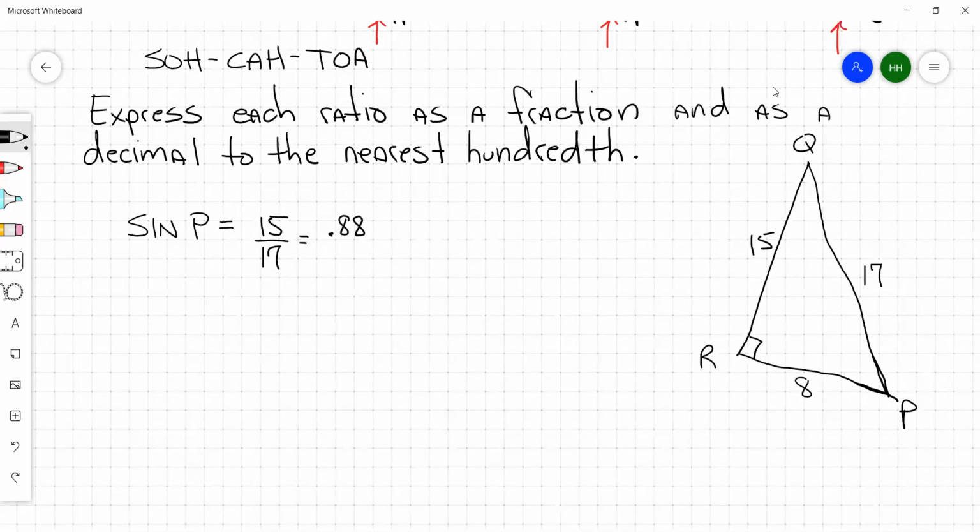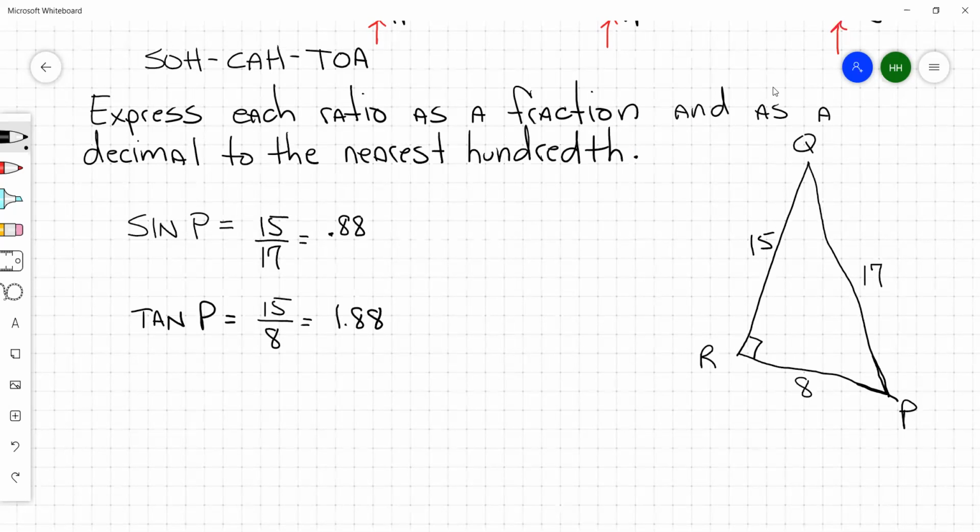Tangent of P. Tangent, look at the ratio. Tangent equals opposite over adjacent. Tangent of P, opposite of P is 15. Adjacent to P is the 8. Then we take 15 and divide it by 8. 1.88.